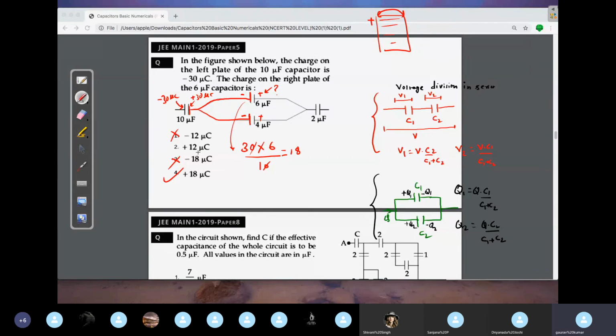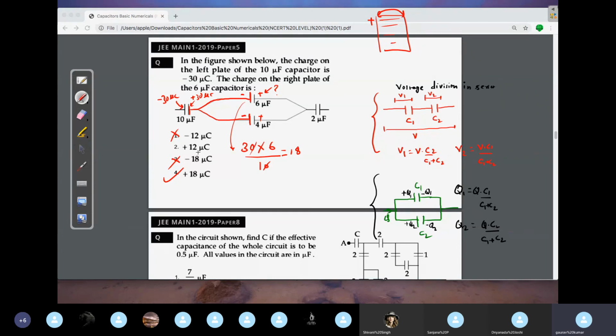Let's cross verify the answer. Yeah, 18. Question is over. You won't even take the screenshot. If anyone is having doubt in this question, you can ask.